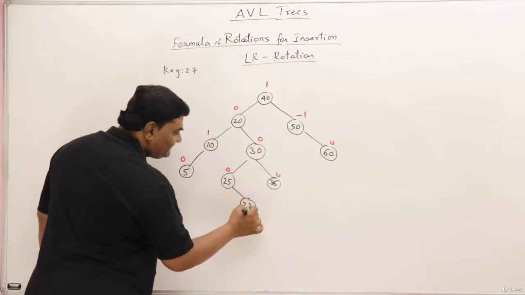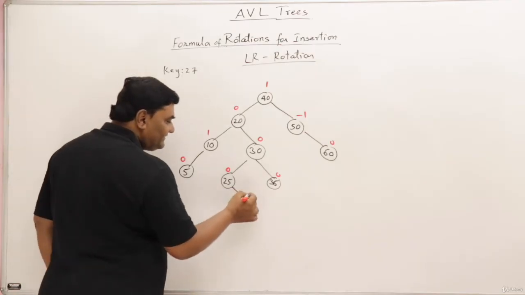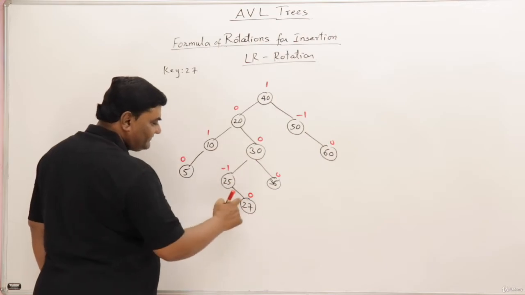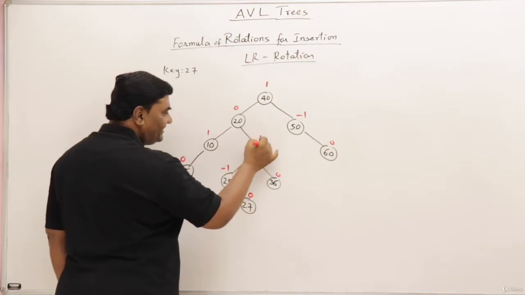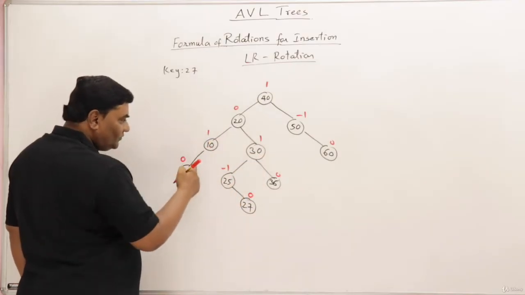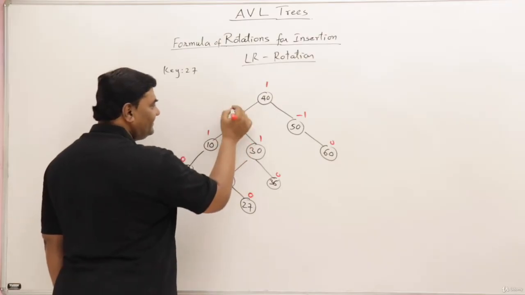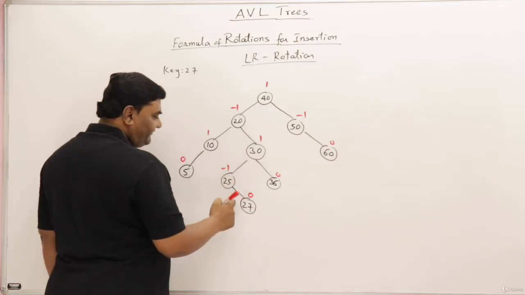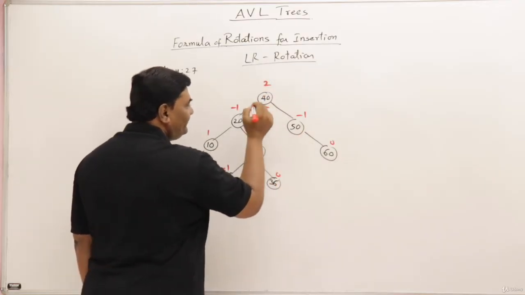When 27 is inserted here, now the balance factors will update. This is 0, this is minus 1 because 0 minus 1 is minus 1. 1, 2 and this is 1, so this becomes 1. This 1, 2, 1, 2, 3. So 2 minus 3 becomes minus 1. And for this one, 1, 2, 3, 4, 1, 2. So this became imbalanced. This node became imbalanced.